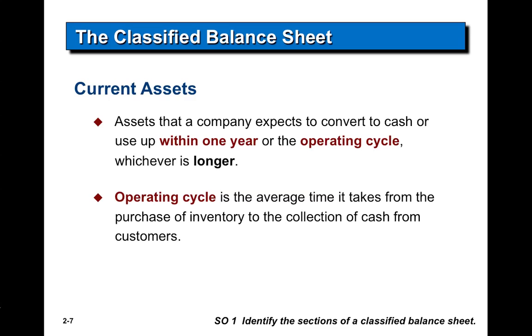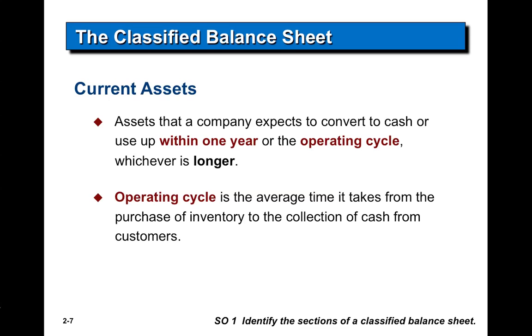Current assets are assets that a company expects to convert to cash or use up within 1 year or its operating cycle, whichever is longer. The operating cycle is the average time it takes from the purchase of inventory to the collection of cash from customers. Accounts receivable are current assets because the company will collect them and convert them to cash within 1 year. Supplies is a current asset because the company expects to use them up in operations within 1 year.